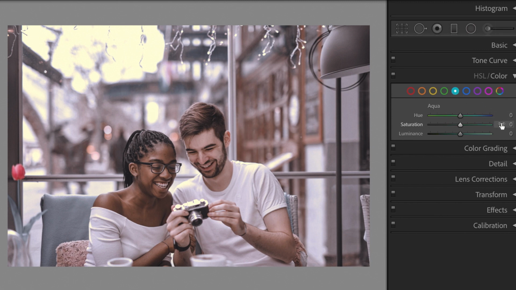Aqua. Saturation, minus 100. Blue. Saturation, minus 100. Luminance, minus 30. Purple. Saturation, minus 100. Magenta. Saturation, minus 100.